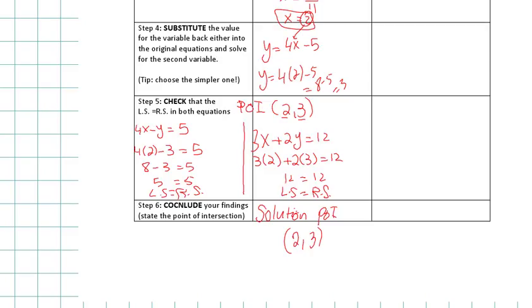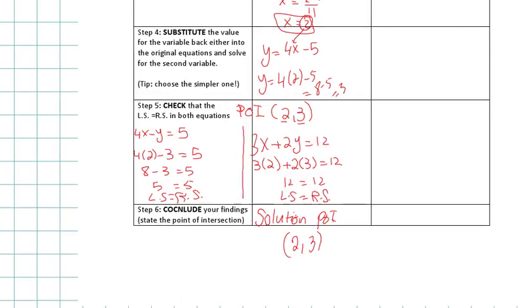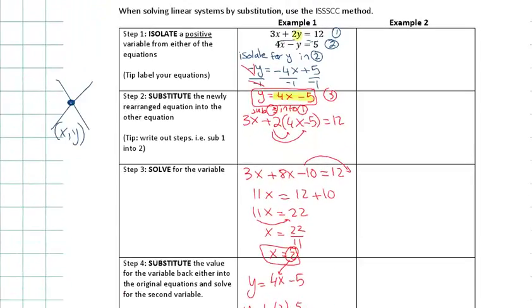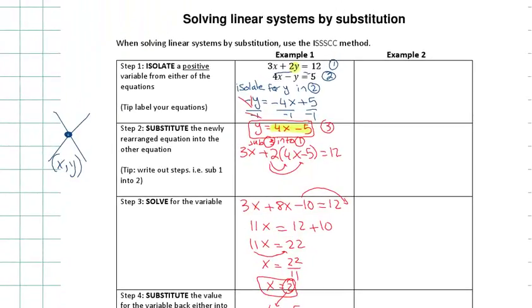So why is this called substitution? You see when we did this step right here, we isolated and then we plugged this in for y. See this step right here? This is called the substitution. I'm taking the y out and then I'm putting the 4x minus 5 in it. Okay? Question. Yes.